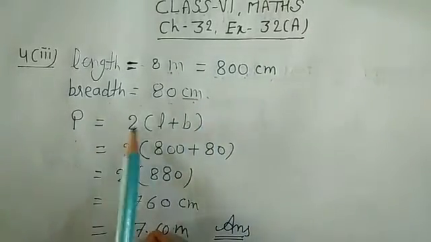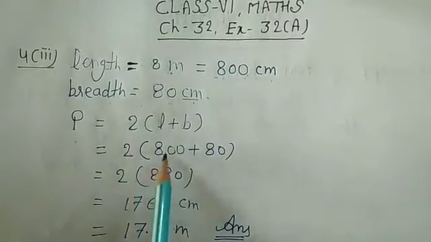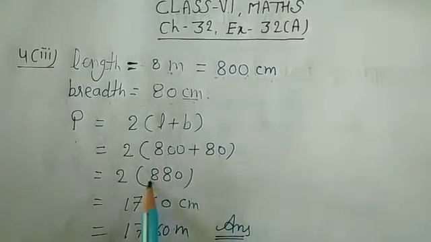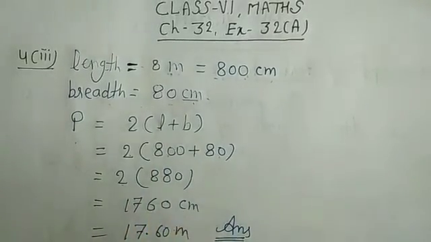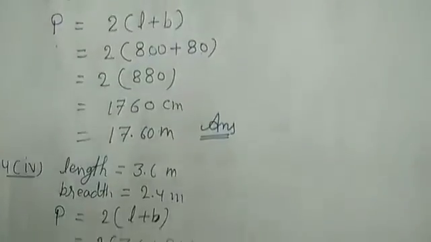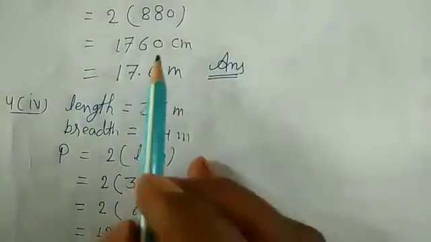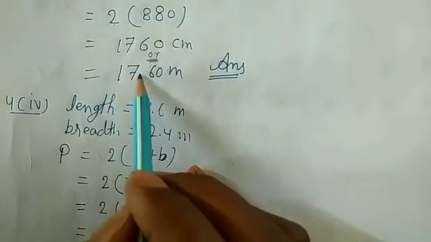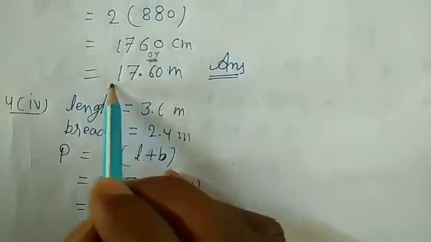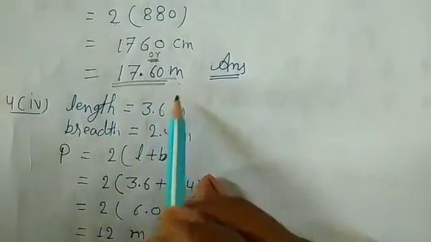Now perimeter is 2 into L plus B. 2 into 800 plus 80, 880, simply multiply by 2, so 1760 centimeter. This is the answer, or you can also convert this answer into meter, so this will be 17.60 meter also. This is the answer.